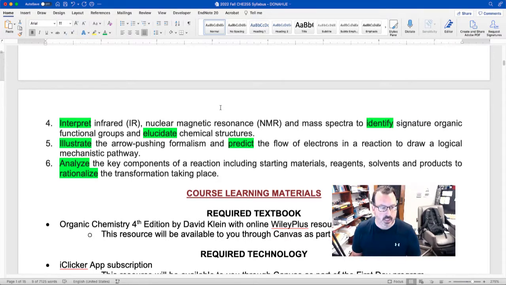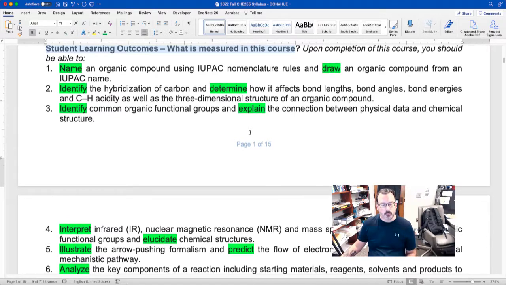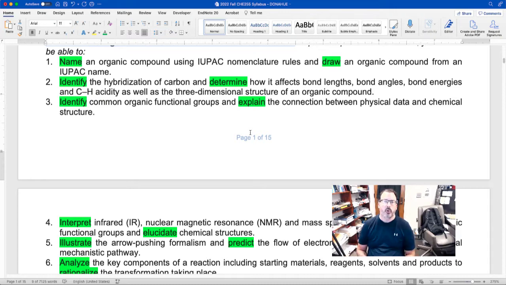And number 6, analyze the key components of a reaction, including starting materials, reagents, solvents, and products to rationalize the transformation taking place. So these learning outcomes are going to probe that you're putting in the time and effort to understand the material that's being taught to you. So on the assessments, you're going to be asked questions, and you're going to accumulate points through those questions, and that's how you earn your grade.